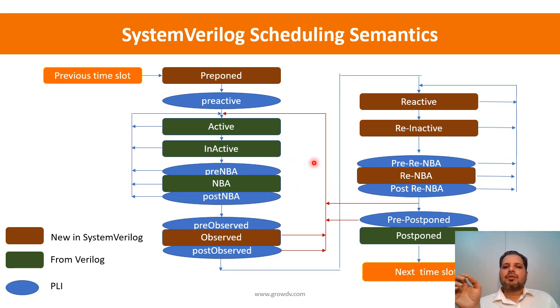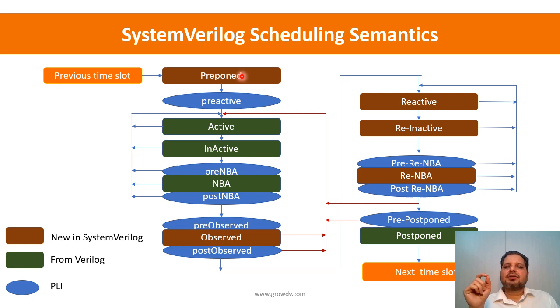The second concept that we need to understand is that in SystemVerilog, there are two more constructs introduced: the clocking block, which you will see in the subsequent sessions, and assertions. Both the assertions and the clocking block use the preponed region. The clocking block samples its values in the preponed region, and you will see a lot more details about it when you learn more about the clocking block.